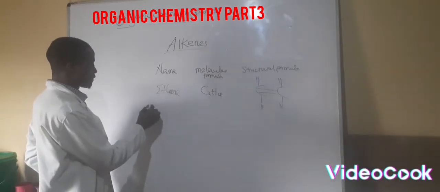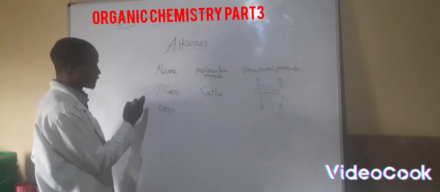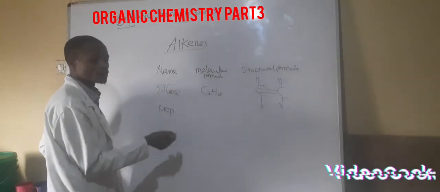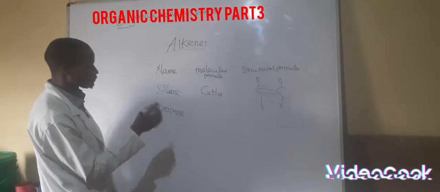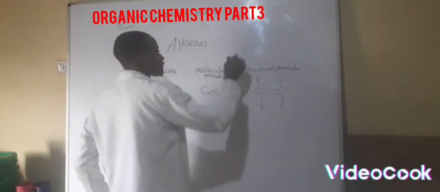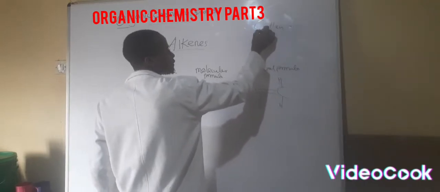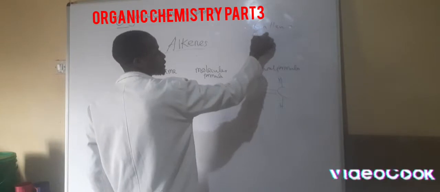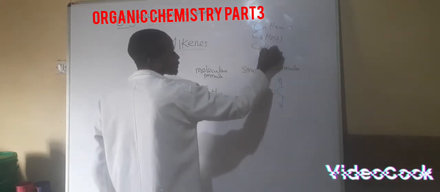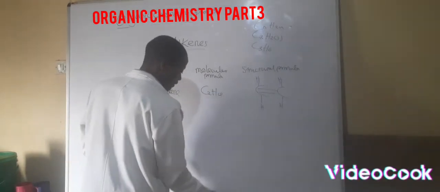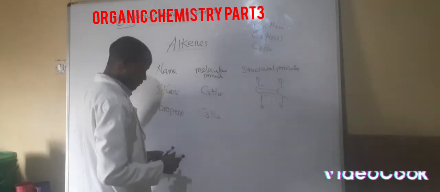Next, we have propene. The prefixes are the same as with the alkanes: eth, prop, but, pent. What is different is only the suffix. If you don't know the molecular formula, do the same thing. You say CnH2n, where prop means 3, so C3, then H is 2 times 3, which gives you 6. So propene is C3H6. That's the molecular formula for propene.